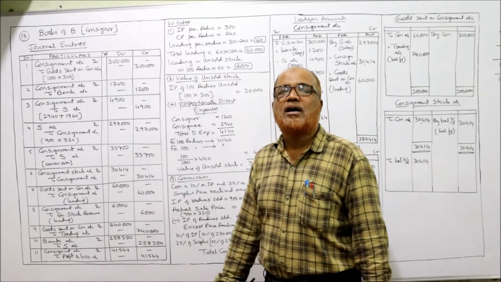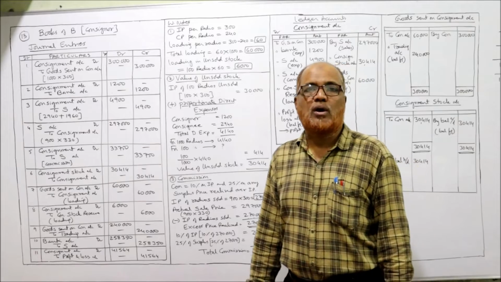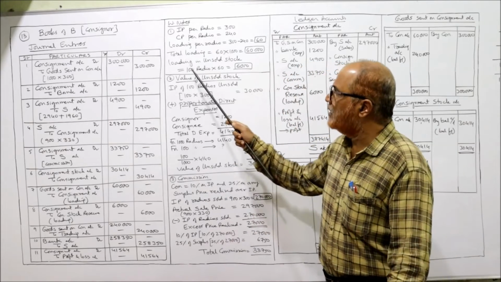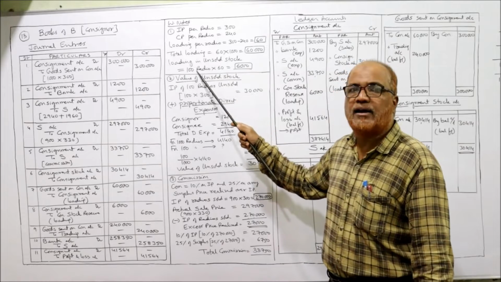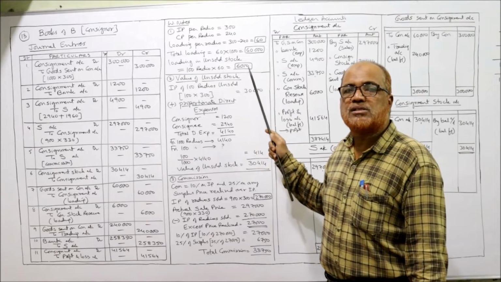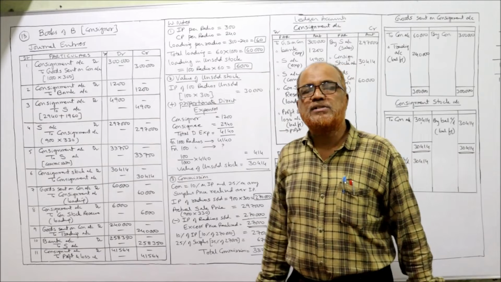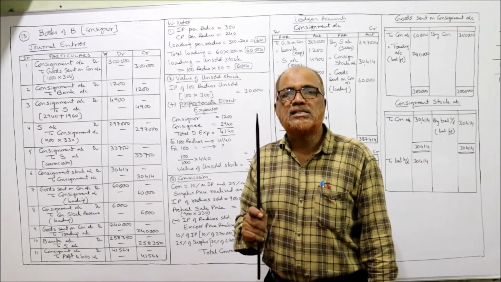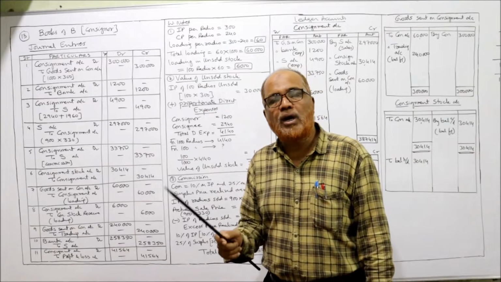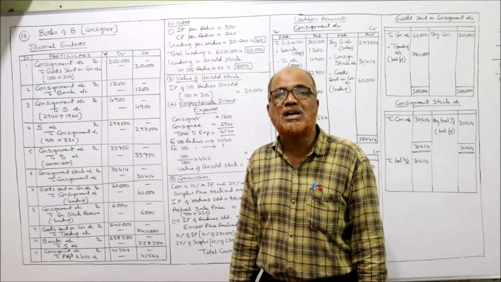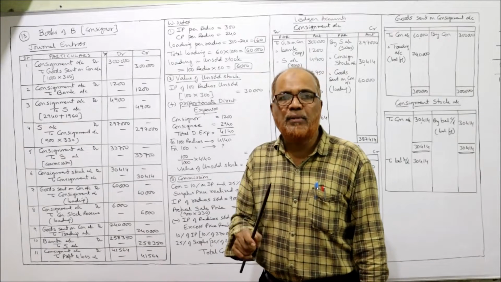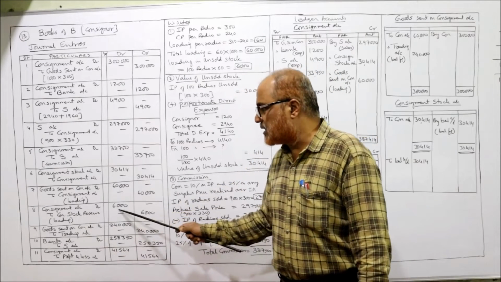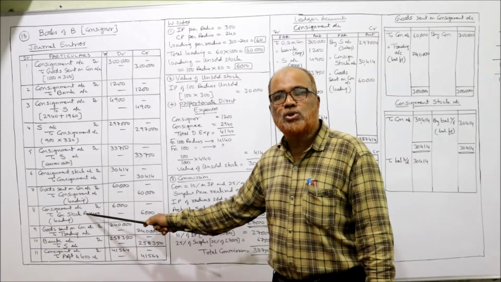Now we'll calculate the loading in unsold stock. How many radios are unsold? 100. Here loading in unsold stock, 100 radios into 60 rupees, 6,000. So 6,000 rupees is the loading in unsold stock. The entry is consignment account debtor to consignment stock reserve, 6,000, being the loading in unsold stock.